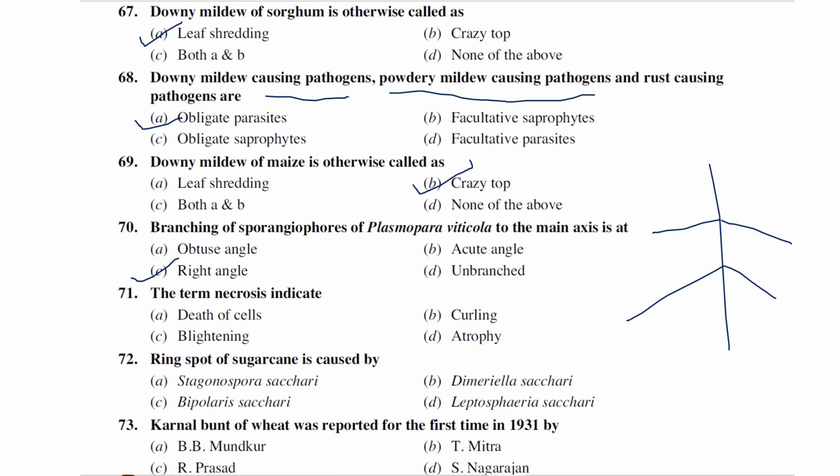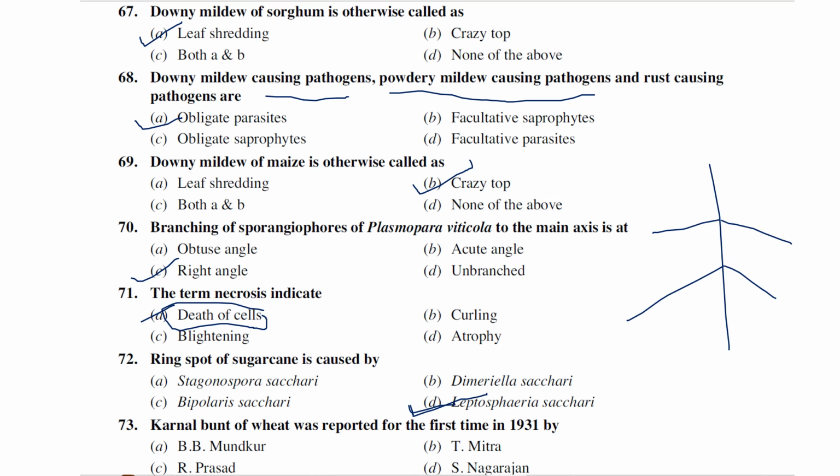The term necrosis indicates death of cells, curling, blighting, or atrophy. Death of cells is generally known as necrosis. So the answer is A. Next one, ring spot of sugarcane is caused by Stagonospora sacchari, Dimeriella sacchari, Bipolaris sacchari, or Leptosphaeria sacchari. This ring spot is probably Leptosphaeria sacchari. I was a little doubtful about it, so please refer yourself, but I believe it is Leptosphaeria sacchari.